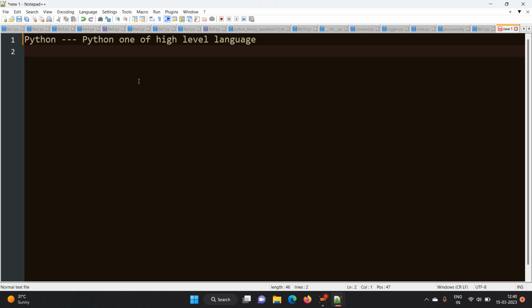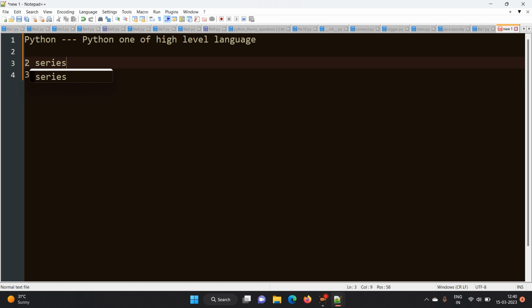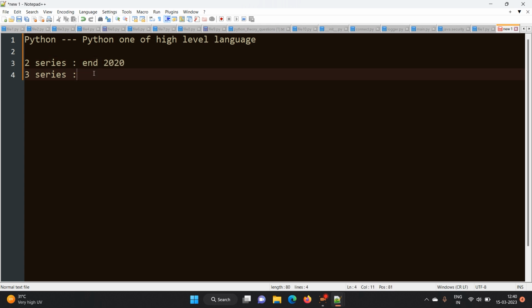Currently we are using the Python 3 series. Before that, we used the 2 series. Actually, it ended in 2020. After that we are using the 3 series.